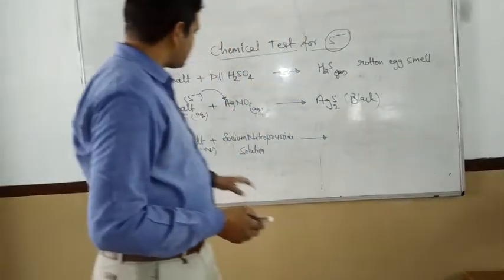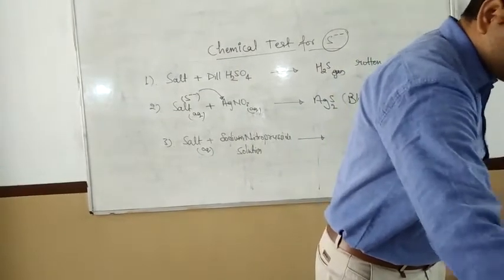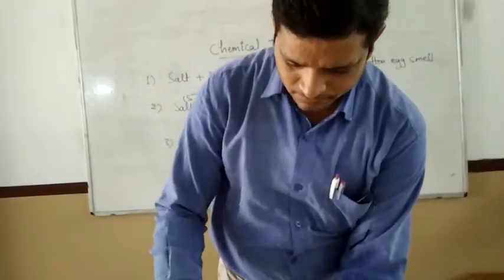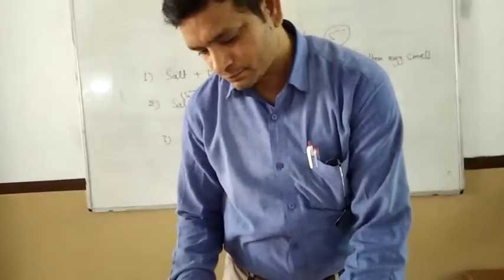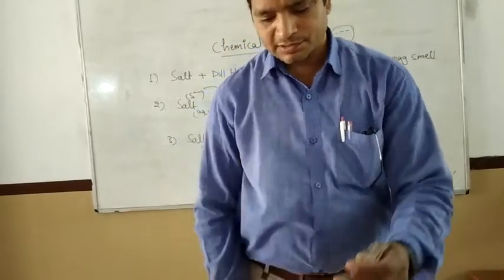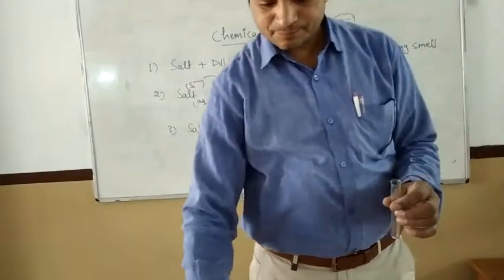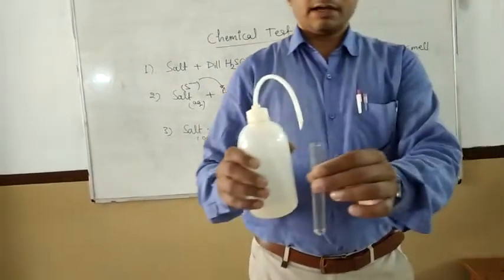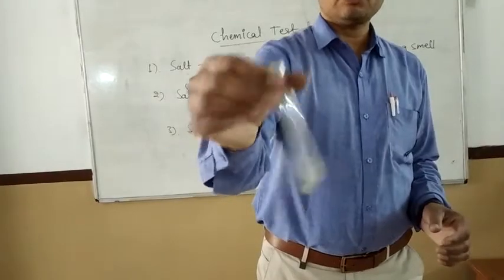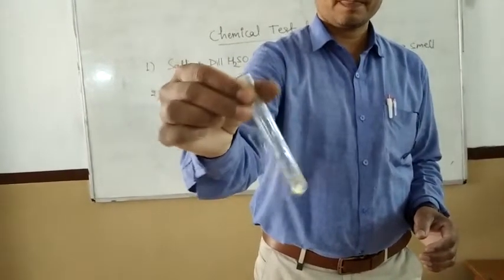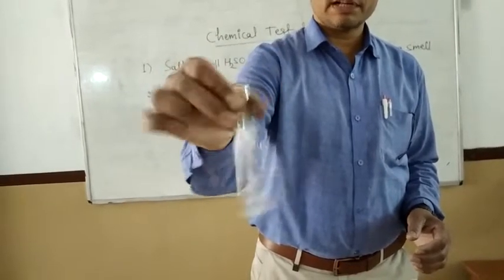Now in the third experiment, we have to take once again the aqueous solution of the salt. So I am taking here the same sulfide salt. This will contain sulfide ion, and I will make it aqueous. So we have to dissolve it, and after dissolution we will add sodium nitroprusside solution.